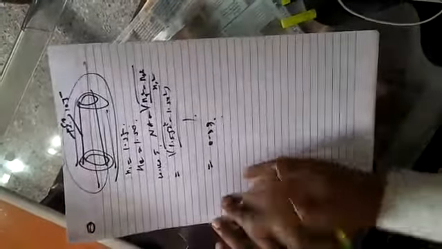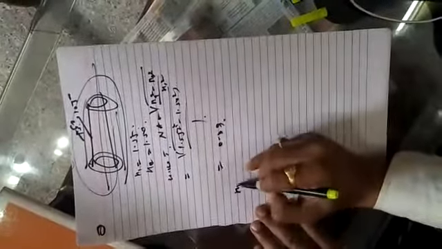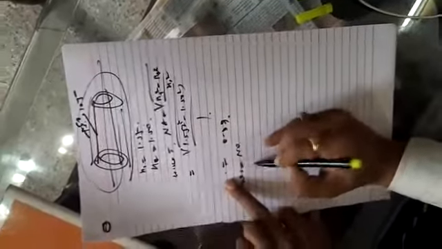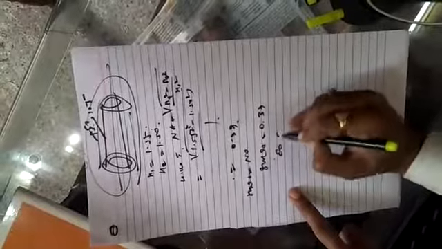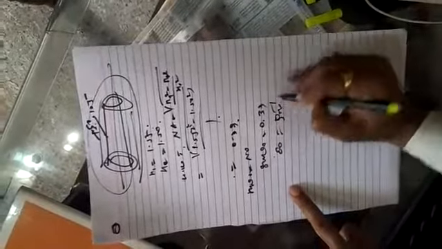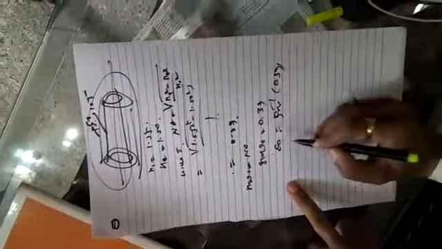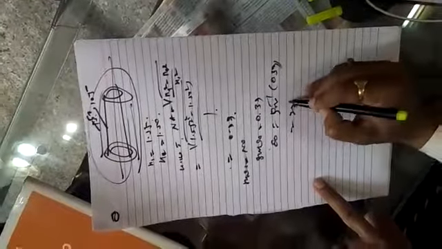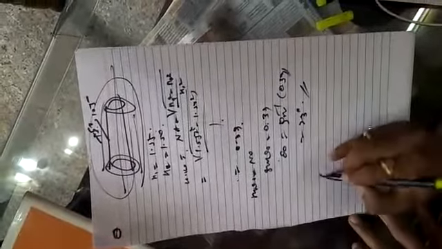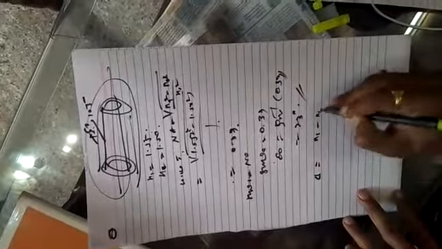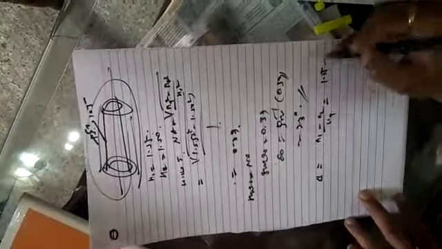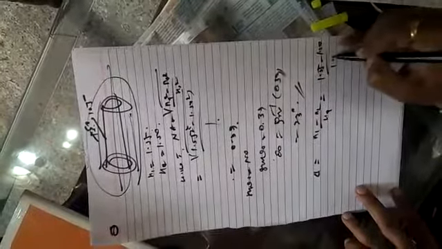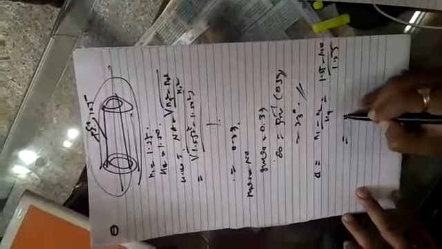The angle of acceptance: you know that sin theta naught is equal to the numerical aperture. Therefore sin theta naught is equal to 0.39, and theta naught is equal to sin inverse of 0.39, which is about 23 degrees. For the fractional index change, substitute the values: n1 minus n2 divided by n1, that is 1.55 minus 1.50 divided by 1.55. Then you will get the value 0.032. So this is the fractional index.